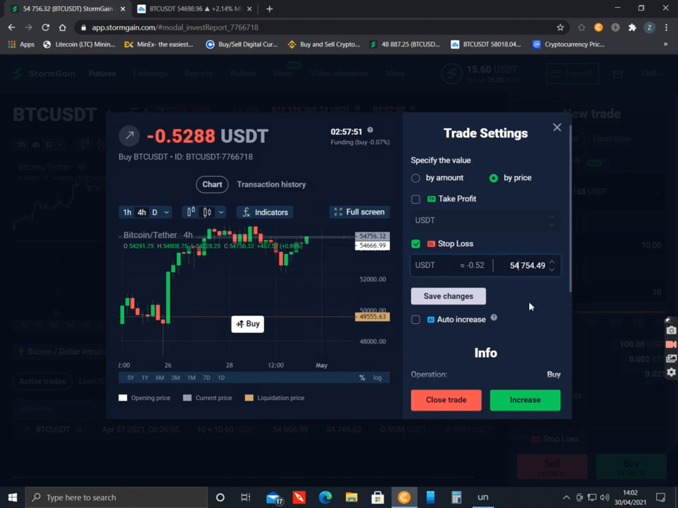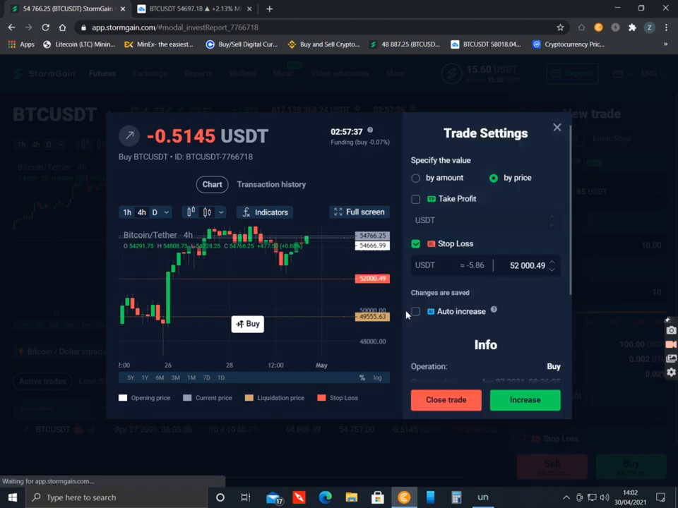So for example, if I wanted to put a stop loss on at, let's just say, 52,000, I would lose 5.86 USDT. If I click save on that, as you can see, this red line is my stop loss now, and if the price was to come down and touch that line, then I would only lose nearly 6 USDT instead of my full 10.6.